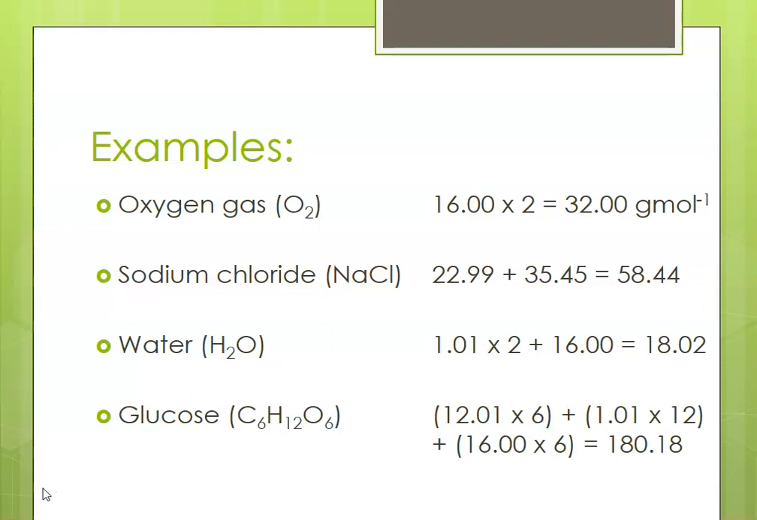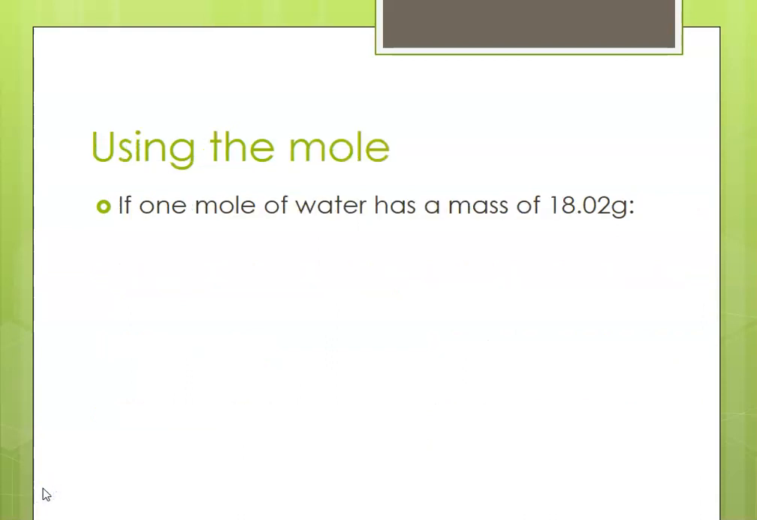So you can see there, these are all different substances. They have different numbers of atoms, but all of the molar masses are calculated in exactly the same way. Now, this is all well and good, but what do you actually do with it? Well, let's think for a minute. I'm going to start with a very simple example, and hopefully everyone can follow exactly where I've come from. So if we've just worked out on the previous slide that the molar mass of water was 18.02 grams per mole, that means that 1 mole of water has a mass of 18.02 grams.